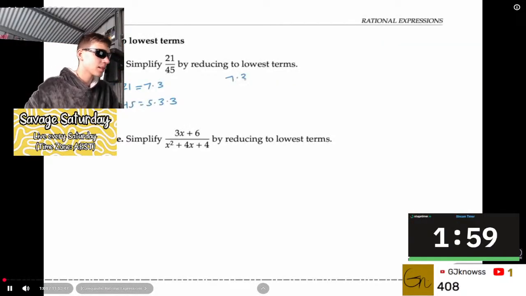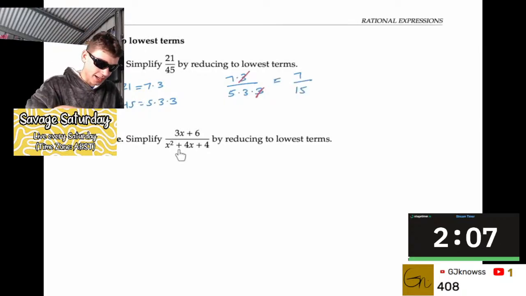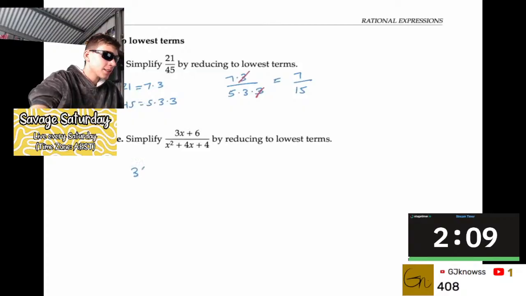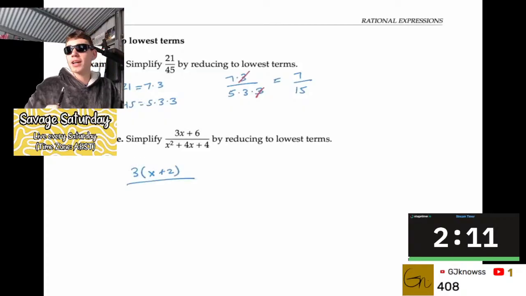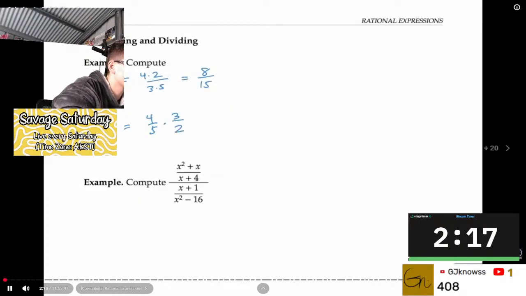And then canceling common factors. So in this example, the 3's cancel, and our fraction reduces to 7 over 15. If we want to reduce rational expressions with variables into lowest terms, we proceed the same way. First, we'll factor the numerator, and then factor the denominator. In this case, it factors to x plus 2 times x plus 2. We could also write that as x plus 2 squared.